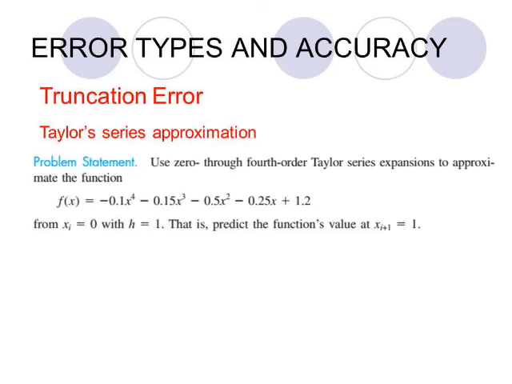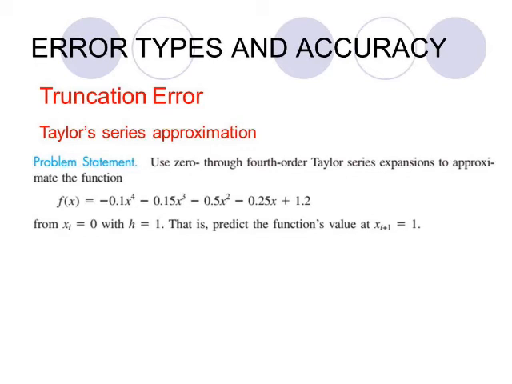Okay, now let's look at a problem. We are given a function here, as you see. It tells us to use 0 through 4th order Taylor series expansions to approximate the function from xi equal to 0 with h equal to 1. So our initial point is 0 and the step size is 1, so we will expand the Taylor series around 0 and the step size will be 1. That is, predict the function's value at xi plus 1 equal to 1.